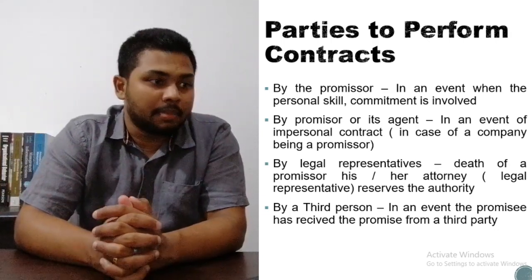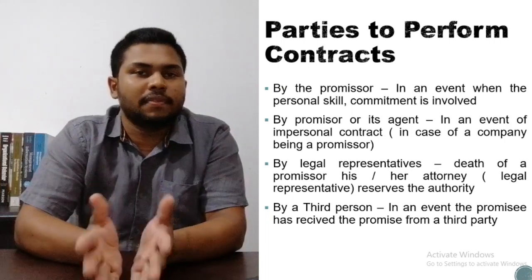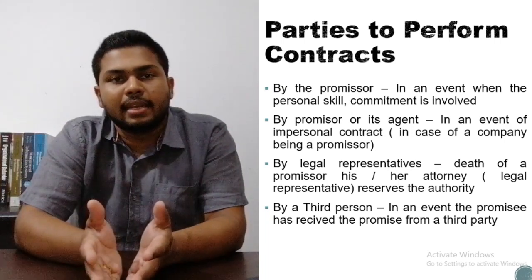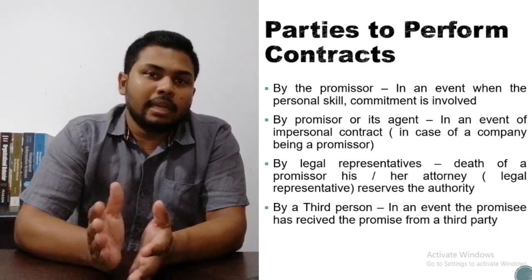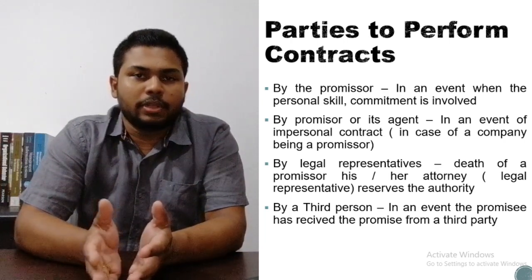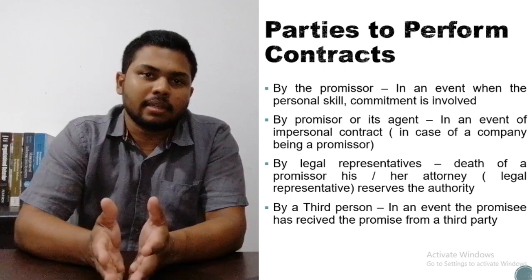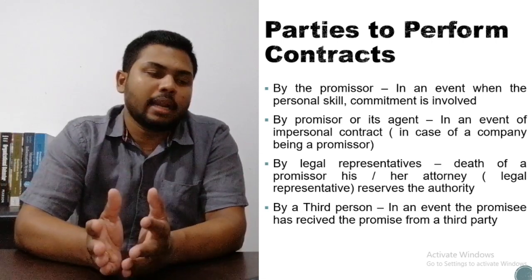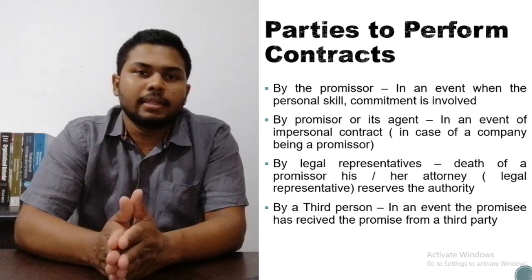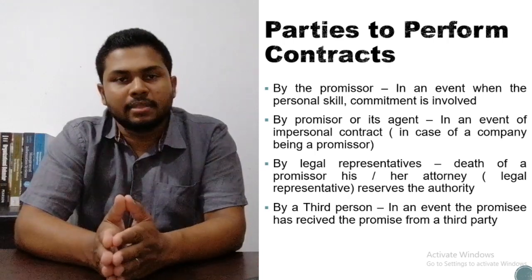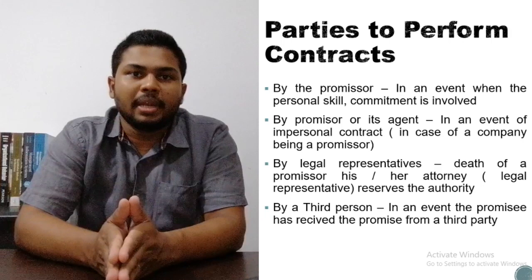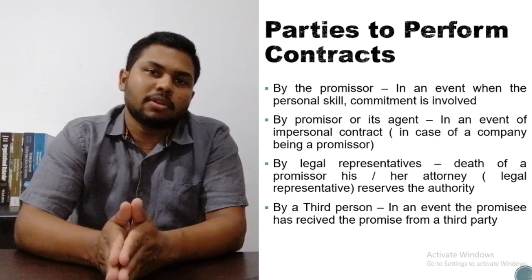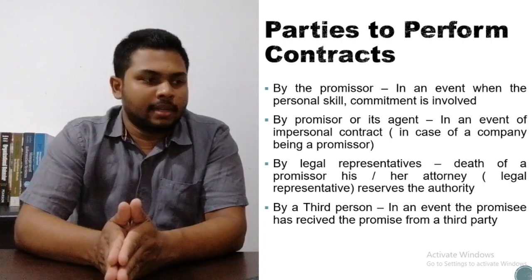And then by the legal representatives. In a case of death or insanity of the person known as the promisor, the legal representative or the legal officer or the attorney of that promisor can of course perform this contract, or the promise, to the promisee, that is to refrain, or to omit and to mitigate the risk of less performance or undue performances.